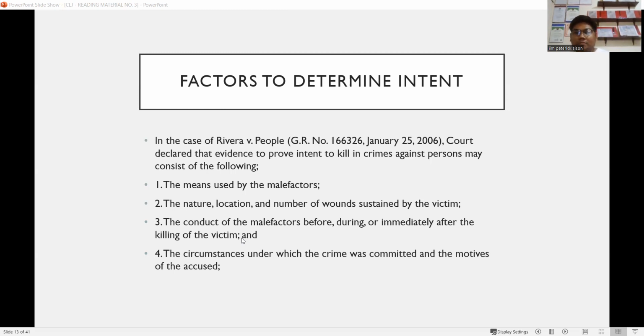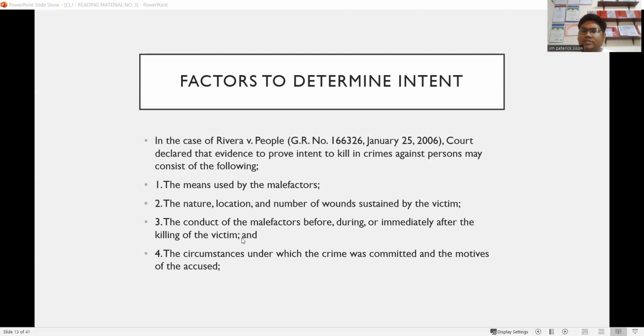How many times was the victim stabbed? If he was stabbed many times, meaning there is intent to kill. Would the victim still be alive if he sustained multiple stab wounds? The location, maybe near the heart or the neck, are mortal wounds inflicted by the offender on the victim. It would prove intent to kill.